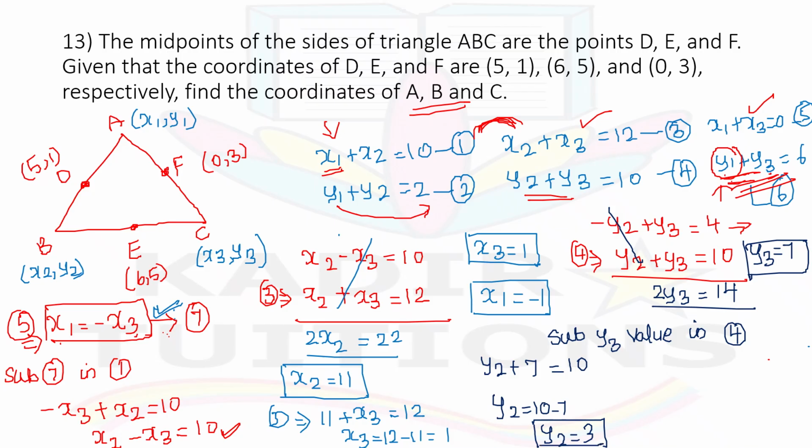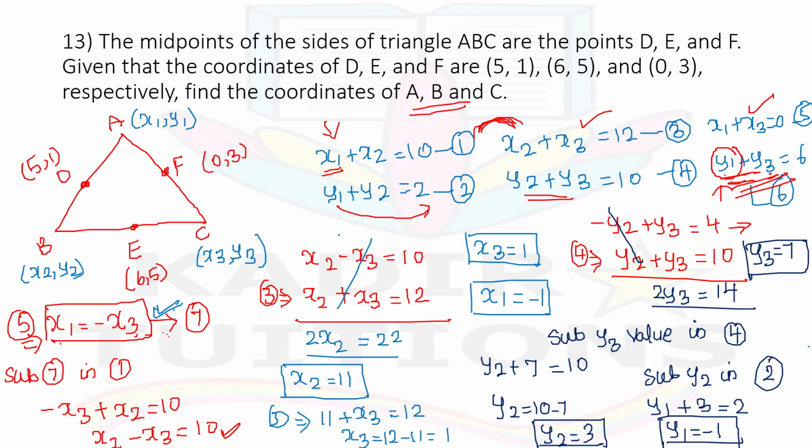Now again, it is so easy to find the y1 value with respect to equation 2. So now substitute y2 in equation 2. So what we will be getting, y1 plus y2 value, which is 3, is equal to 2. So y1 is equal to 2 minus 3, which is minus 1. So we got the y1 value as minus 1. So now we got x1, x2, x3 as well as y1, y2, y3. Now we can mark our points.